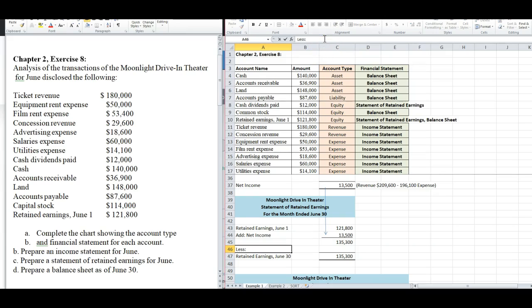Then from retained earnings, we're going to subtract any dividends. You are clearly looking for the word dividends, right? If you don't see the word dividends, then it's not a dividend. So we have cash dividends paid of $12,000. So we're going to subtract our cash dividends. Remember, dividends are earnings of the company given back to the owners.